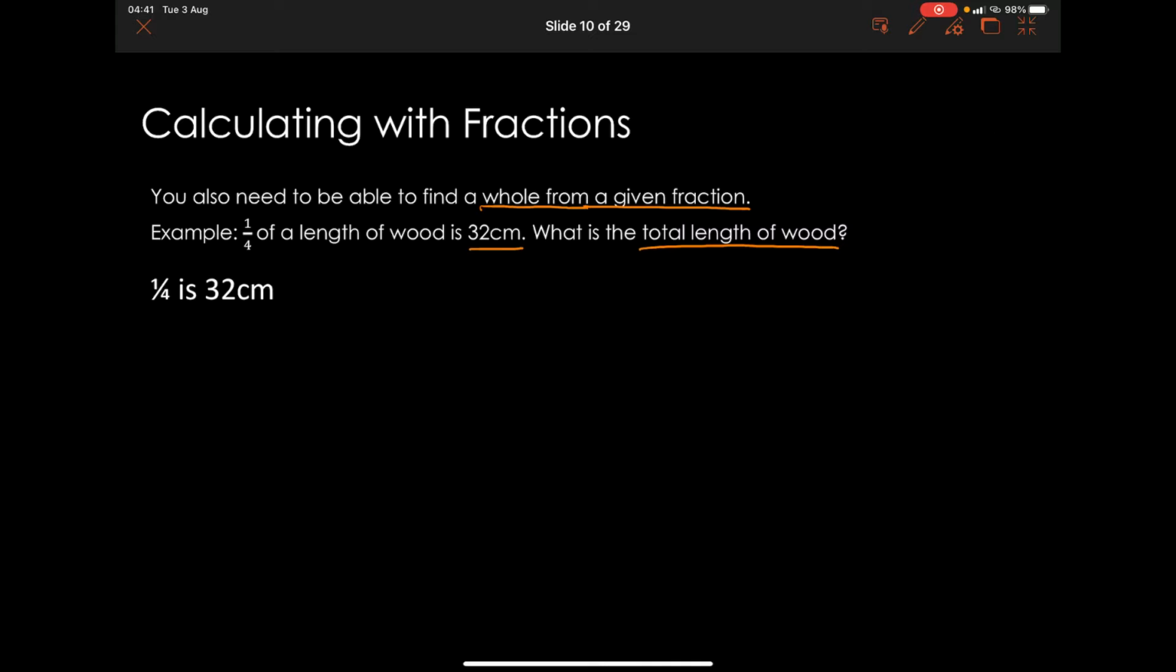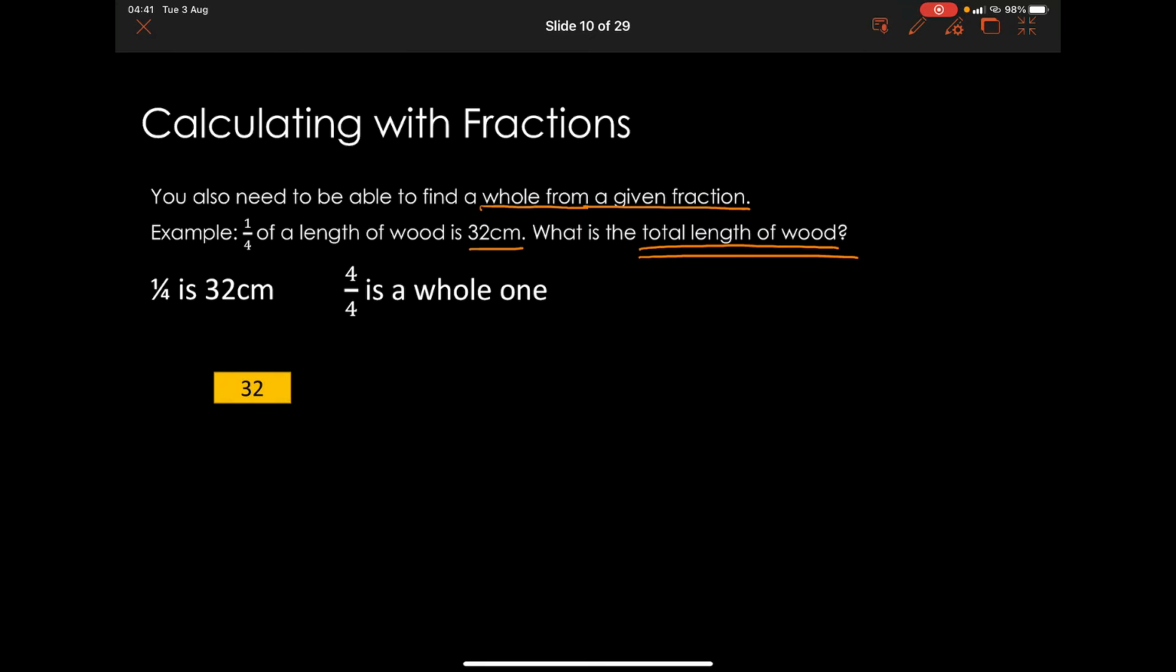I want to know, if a quarter is basically I've split something into 4 pieces, the whole length of it has been split into 4 pieces, and each of those pieces is 32 centimetres. So 4 out of 4 would be the whole one. I need the whole 4. I can't just have 1/4. 1/4 is only 32. I want to know the total length.